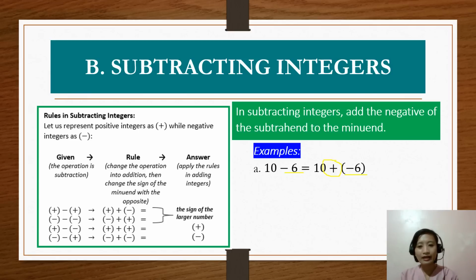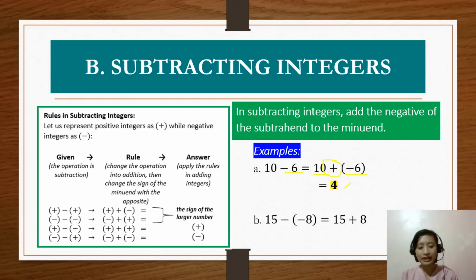And we can apply our rule a while ago in adding integers with different signs. When we add those two, we just subtract 10 and 6. So 10 minus 6 is equal to 4. Since the sign of the larger number 10 is positive, our answer is positive.